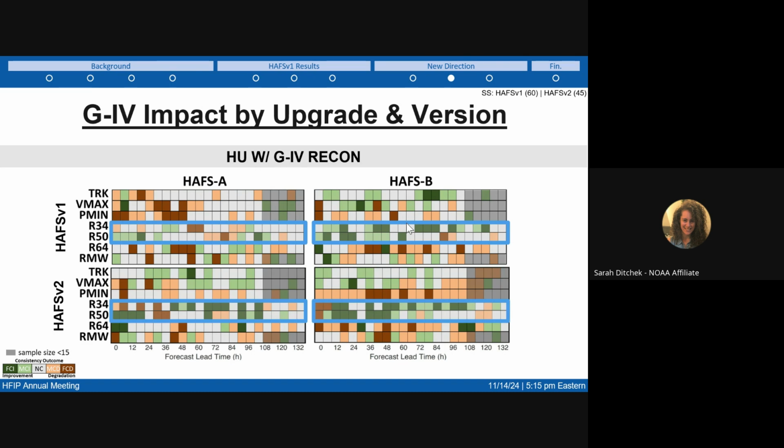Now, the disparities in outer wind radii between versions were similar, with HAFS B outperforming HAFS A. Again, with the G4 flying in the synoptic environment, we'd hope for better outer wind radii performance. And here, HAFS B seems to be handling that recon better than HAFS A. But near the inner core, HAFS B struggled. G4 recon degraded both the Pieman and R64 at nearly all lead times. And this occurred in V1, but was even more apparent in V2.